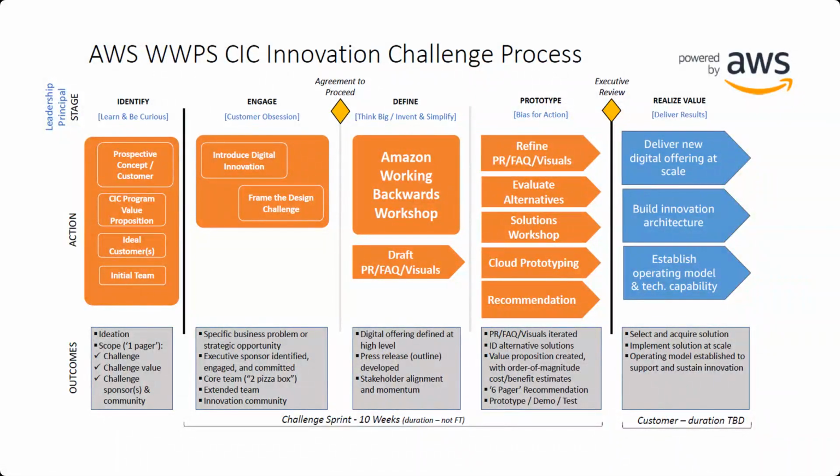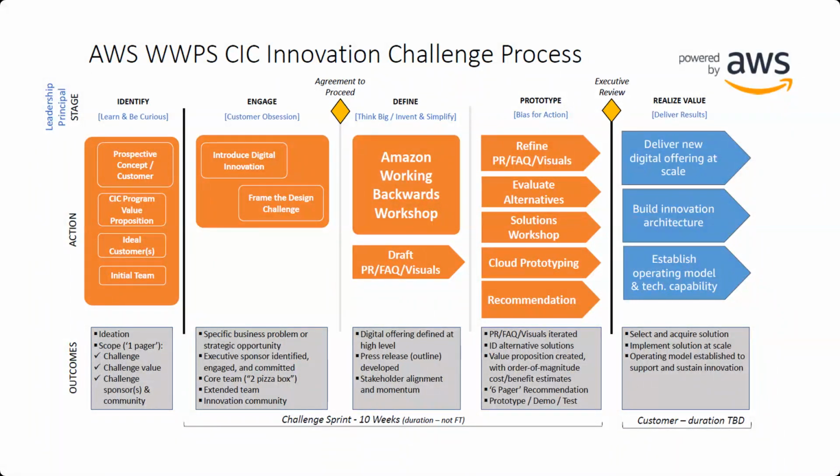But identify means the prospective concept: the customer, the value proposition, the ideal customer, the initial team. That's how we work on it. And if you look below, it is ideation, scoping the challenge, the value, and all of that. This is from empathize. If we want to go to engage, we pick a specific problem. We know the executive sponsor, so the customer is defined. We have the core team, the extended team, and the community. The third one is define. We do the innovation workshop, and here we start defining the concept, the components, and all of that.